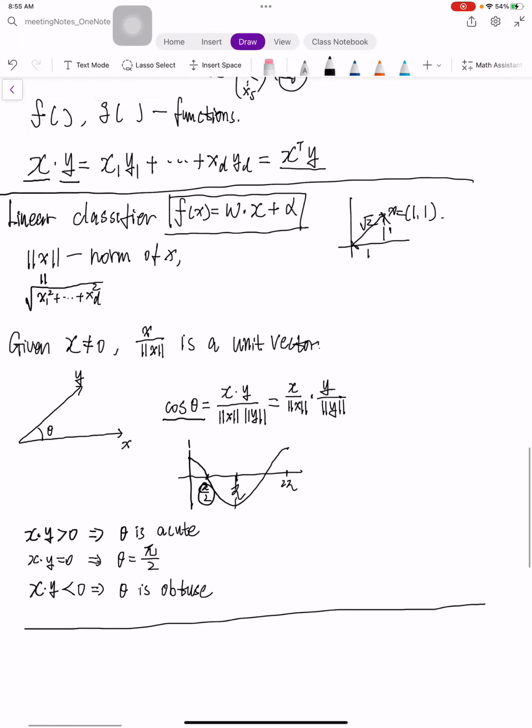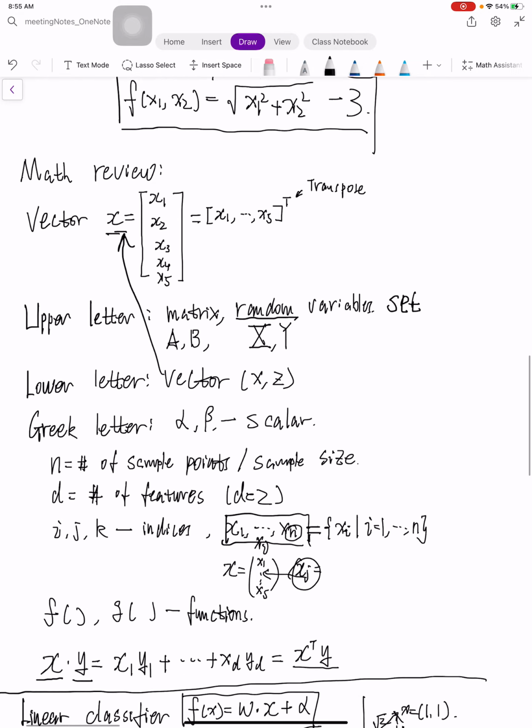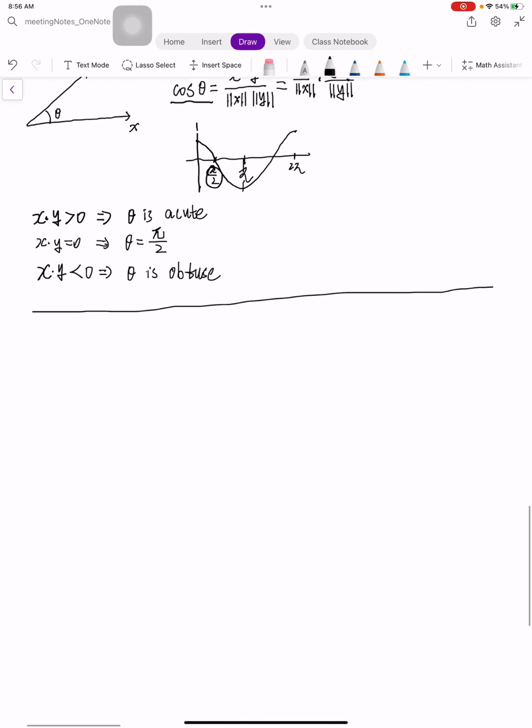So in the last video, I gave you some review of the math notations we're going to use during the class. And in this short video, we're going to introduce the first classifier. It's called a linear classifier, right? So we're going to introduce the linear decision function.